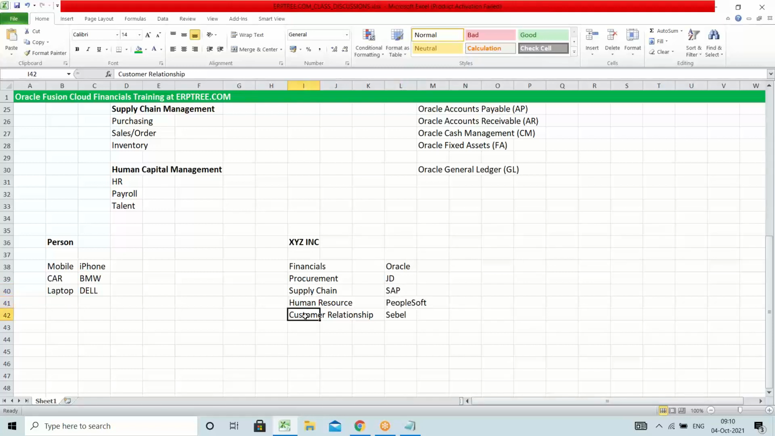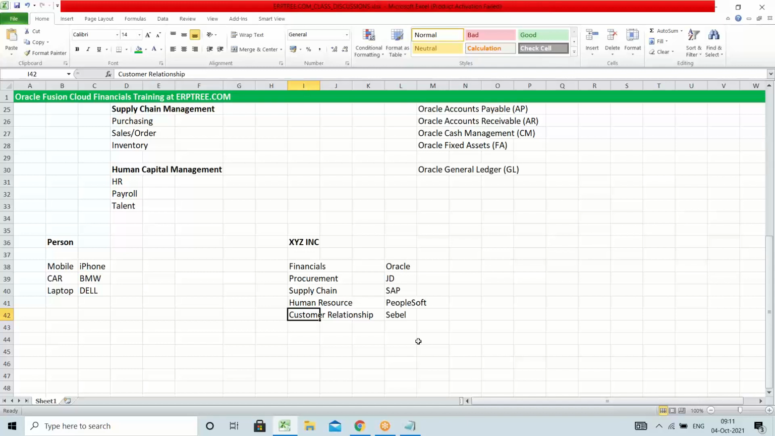And customer relationship, good from Siebel. So these are the different areas where the products are good from different vendors. But as a person, we can easily pick and use all these products from different vendors. Since it's software, they can pick from the different vendors.